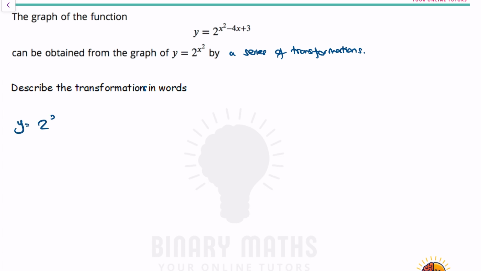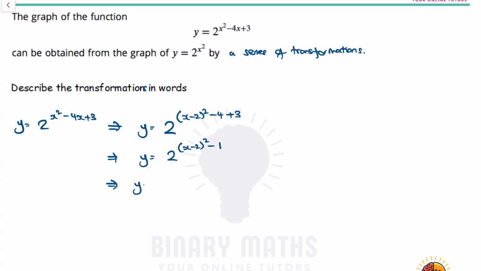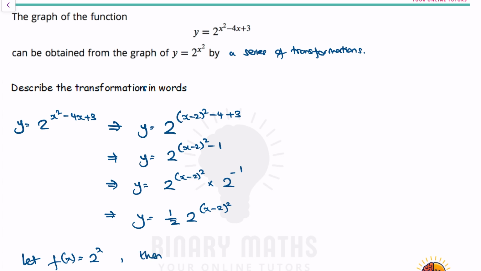Okay, so y is equal to 2 to the power of x squared minus 4x plus 3 can be rewritten by completing the square as 2 to the power of x minus 2 squared minus 4 plus 3, which is the same thing as y is equal to 2 to the power of x minus 2 squared minus 1, which can be written as y is equal to 2 to the power of x minus 2 squared times 2 to the power of minus 1, which is just a half times 2 to the power of x minus 2 squared. So if you let f of x be equal to 2 to the power of x, then y here is equal to half of f of x minus 2.